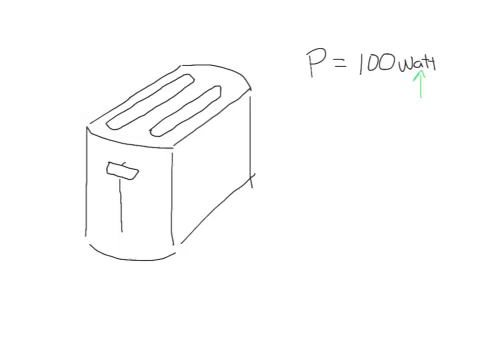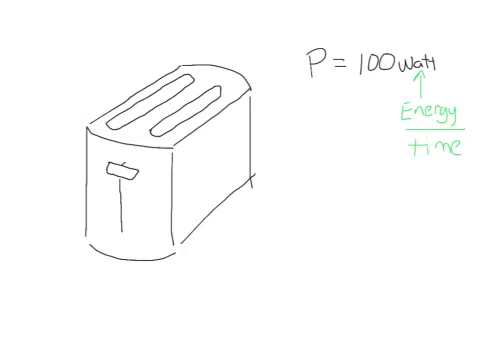Now, when you think about watts, think about this as how much energy is used in a period of time. The higher the watt rating, the more energy is going to be used in a given period of time. So 50 watts will use half as much energy per time as a 100 watt. If this was 200 watts, it would use twice as much energy as a 100 watt.